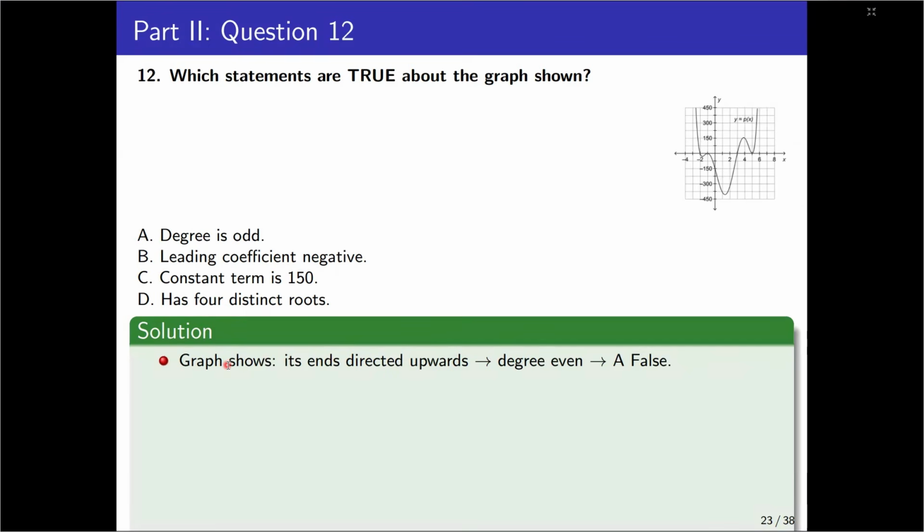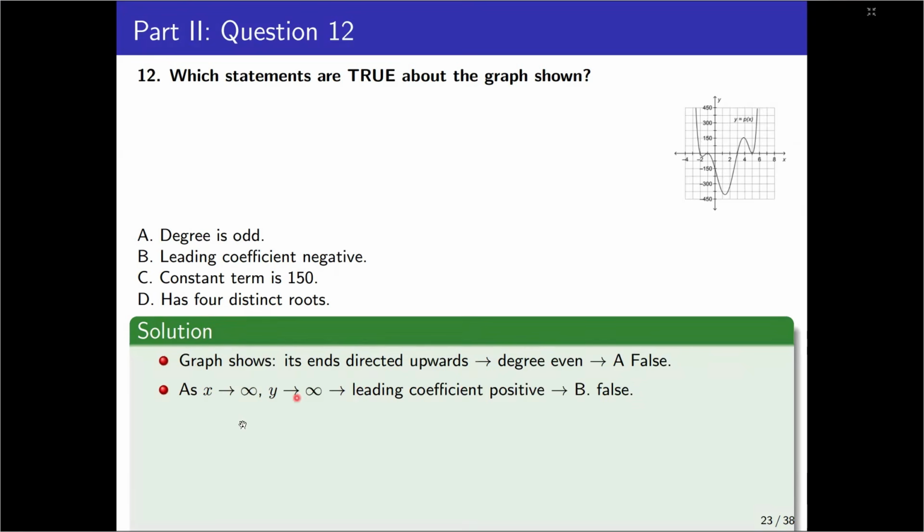For A, the first one, the graph shows both ends directed in the upward direction, so automatically the degree is even. If the degree of the given function were odd, the ends of the given function must be in opposite directions. One tends to the upward direction, and the second end will be directed down. So the first one is false.